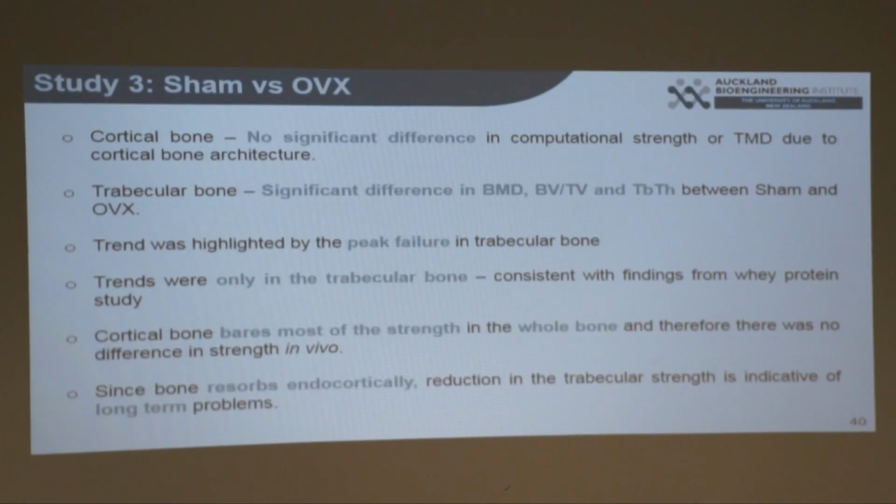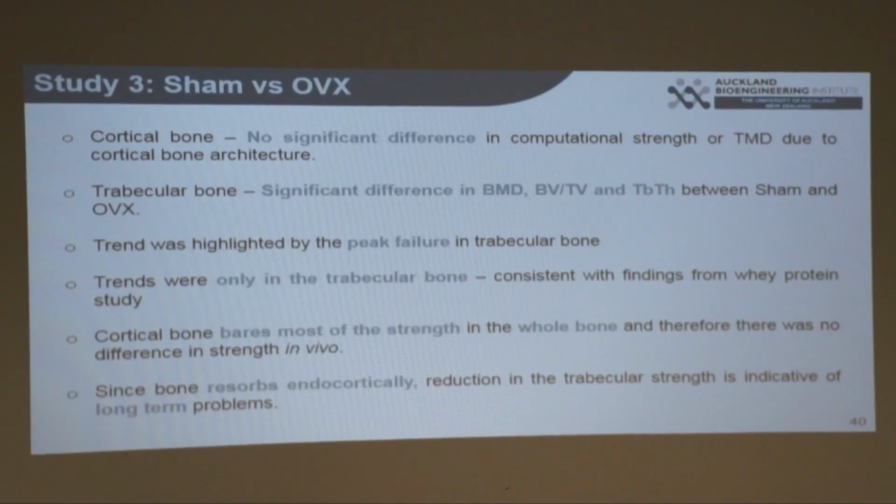And just two things to note. Now, cortical bone, I think we all know, bears most of the strength in the whole bone, so there wouldn't have been much of a difference in strength in vivo. And also, like I said, bone resorbs endocortically, so any reductions in trabecular strength is just indicative of problems to come. So those were the three studies I did as part of my PhD.